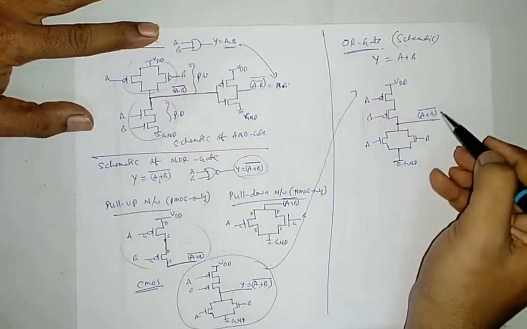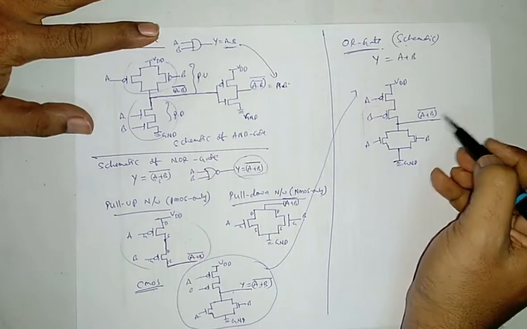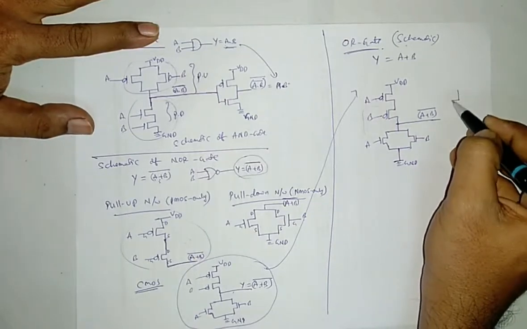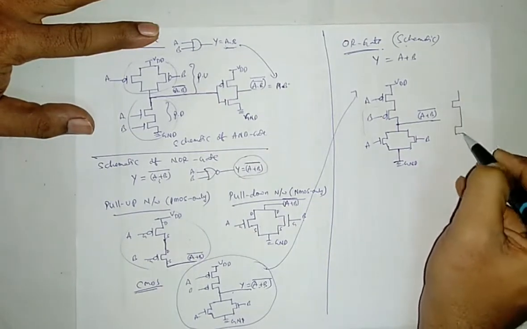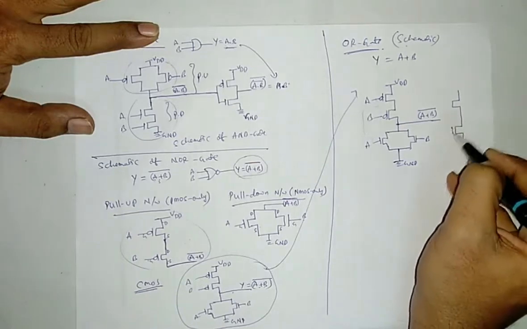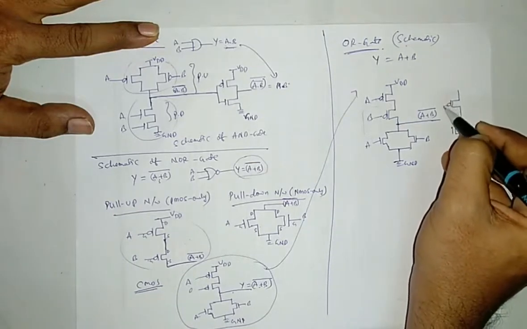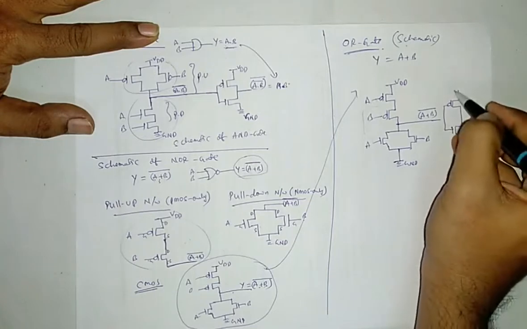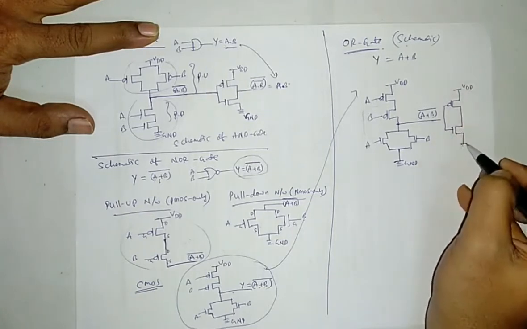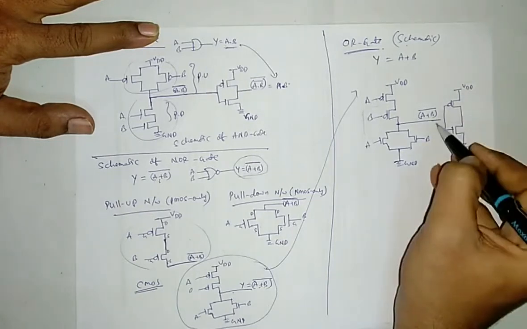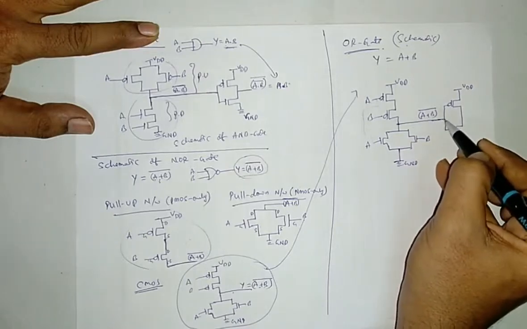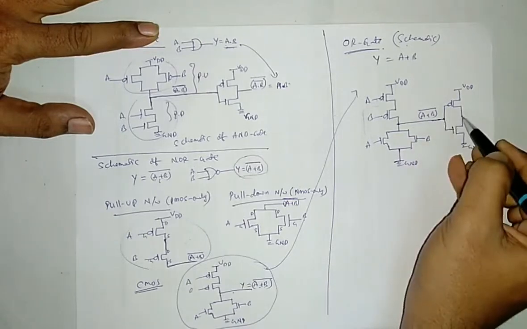Now how to make uncomplemented logic? By using an inverter. Here the output is connected to an inverter. So this is the inverter schematic diagram. It is connected between VDD and ground. The output is connected to the input of the inverter.